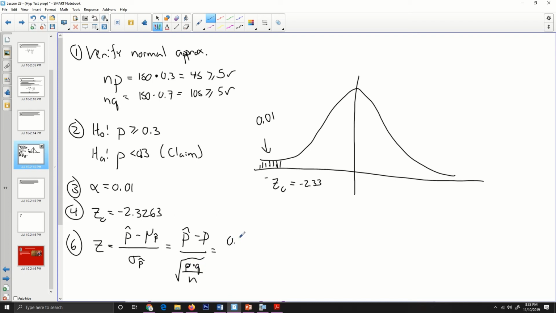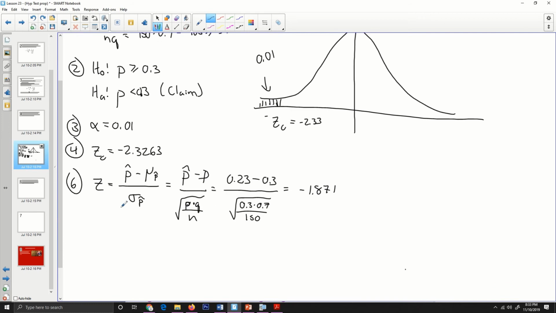So we've got 0.23 that came from the problem, and 0.3 that also came from the problem, all over the square root of 0.3 times 0.7 all over 150. Now if you do that calculation, you end up with negative 1.871. And so the conclusion that we can make from that is that since this value here is bigger than that value, we would fail to reject the null hypothesis.